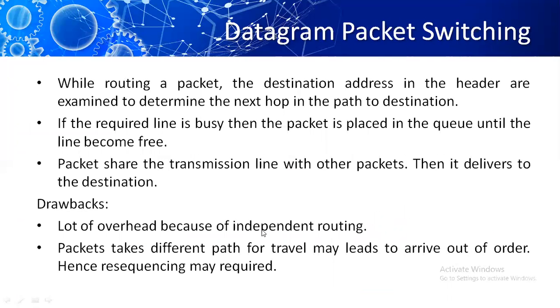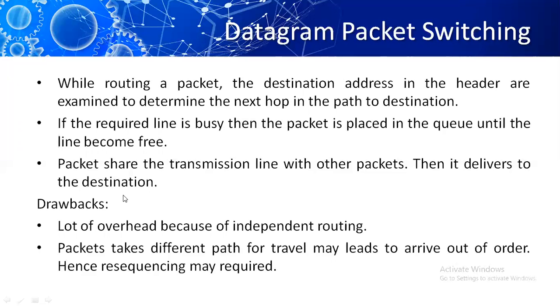So in datagram packet switching, while routing the packet, the destination address in the header is examined to determine the next hop in the path to the destination. Depending upon the header information, the packets try to reach the destination. If the required line is busy, the packet is placed in a queue until the line becomes free. The packet shares the transmission line with other packets, then it is delivered to the destination.